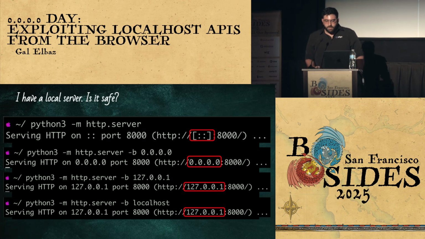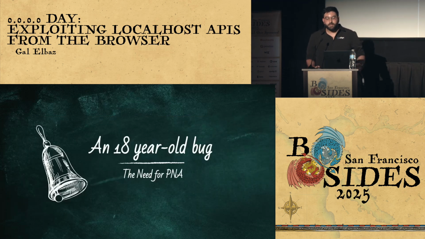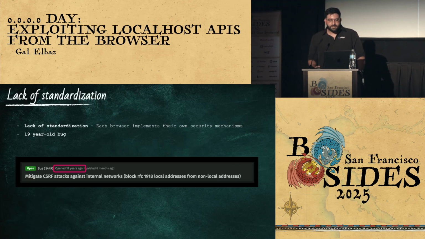And this story actually begins with a bug that's 19 years old already. And it started with this lack of standard between the browsers themselves. Each and every one implemented their own security mechanism. I know it will make everyone in this room feel old, but we're talking about the early days of the internet. HTTPS didn't exist by then. And there was a really weird issue opened on Mozilla Firefox that said, hey, I think a website is trying to attack my router.